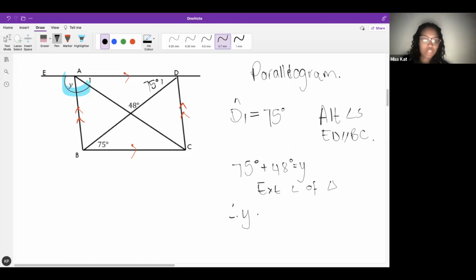Therefore, y is how much? It's all right. Welcome, welcome. Therefore, y is how much? What's 75 plus 48? I should probably bring a calculator to the lesson as well. 123. Nice. Okay, Mboso is still not connected to sound.